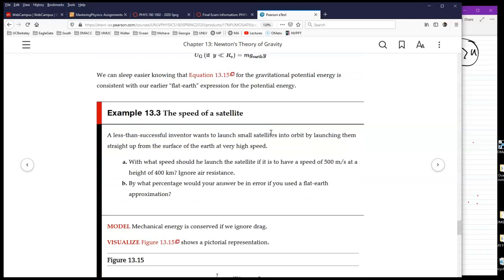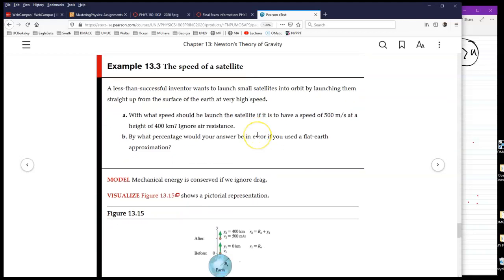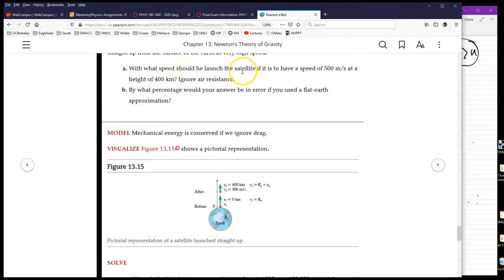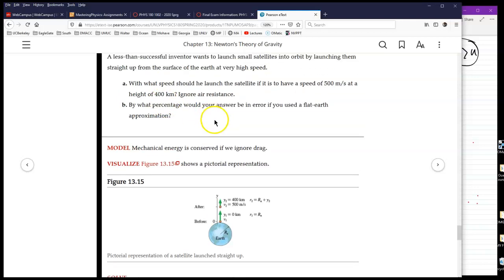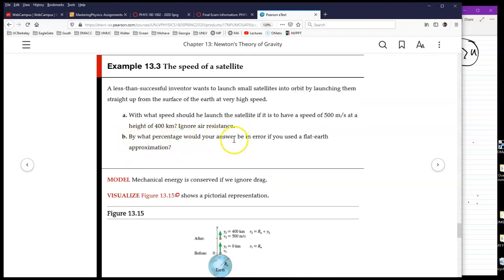And then the next example is 13.3, the one you're looking at right now. He says, a less than successful inventor wants to launch small satellites into orbit by launching them straight up from the surface of the Earth at a very high speed. With what speed should he launch the satellite if it is to have a speed of 500 meters per second at a height of 400 kilometers? B, by what percentage would your answer be in error if you use the flat earth approximation? I'm not going to do part B, I'm just going to do part A.